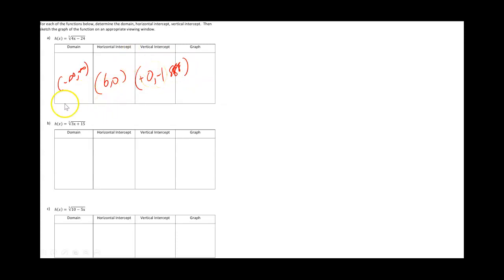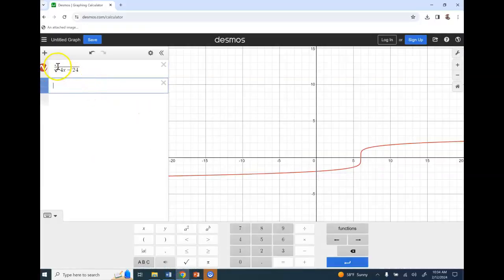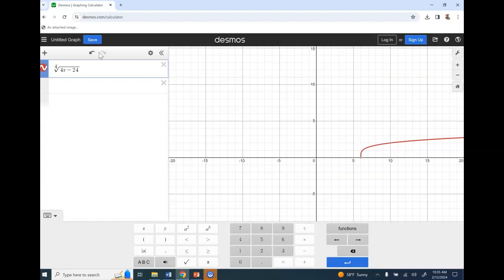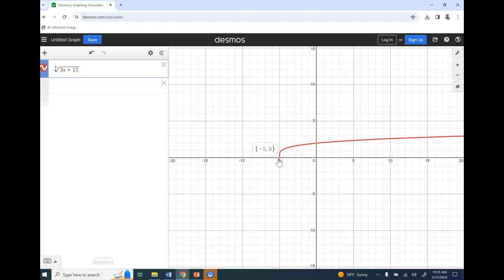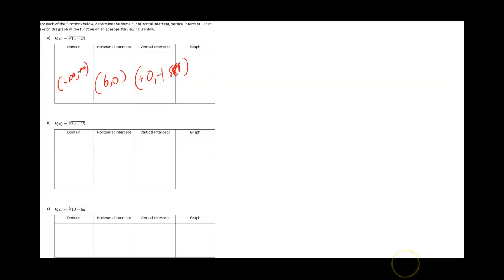All right, let's do one more. We have the fourth root of 3x plus 15. So I'm going to go to Desmos. Here I'm just going to use this fourth root of 3x plus 15. Notice for any even roots, we do have a domain restriction. So in this case, our graph starts at -5 and it goes towards infinity. So our domain is going to be -5, comma, infinity.